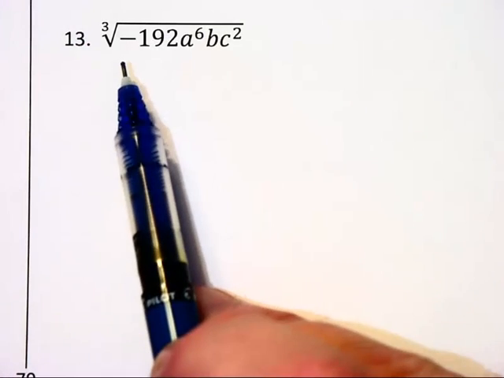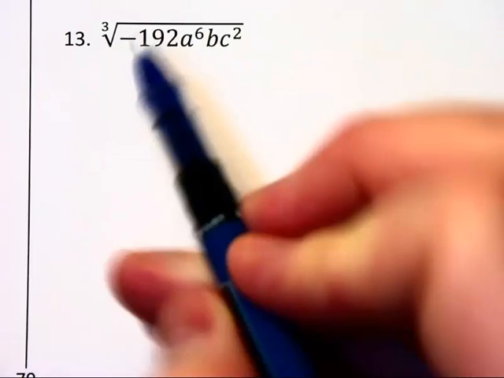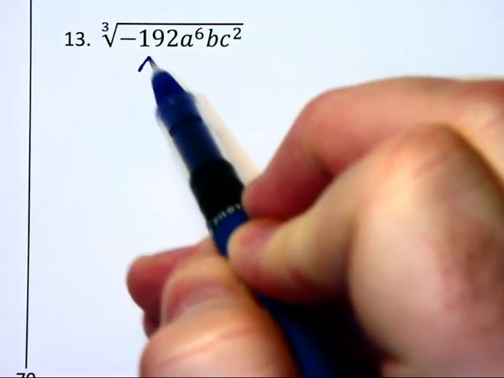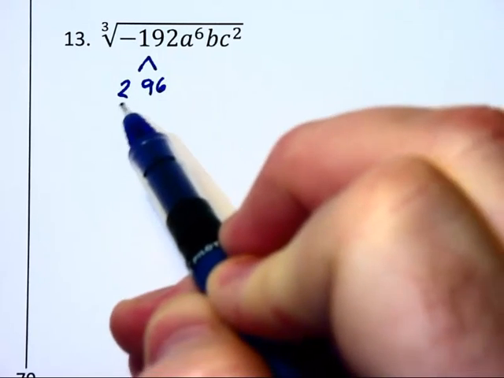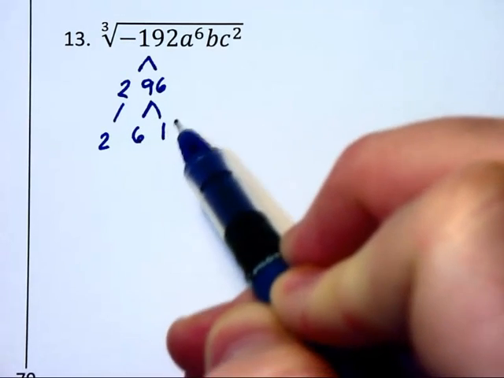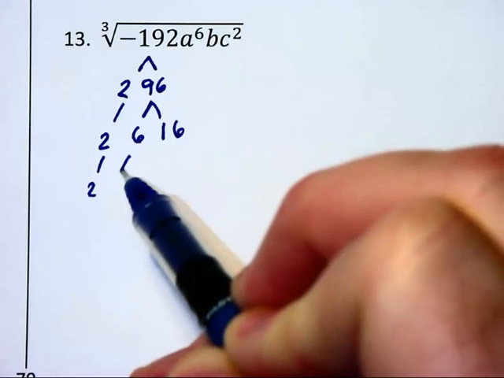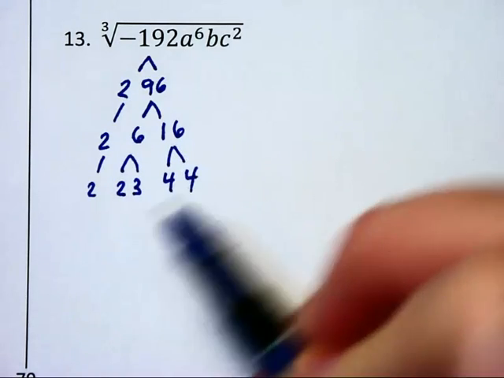For this next problem, we have a negative inside of a cube root, so we know that our answer will be negative, but we've got to break down this 192, which is a little bit large for us. That'll be 2 times 96. 96 can be broken down into 6 times 16. I'm going to bring down my 2 and my 3. I'm going to have a pair of 4s coming down with a 16.